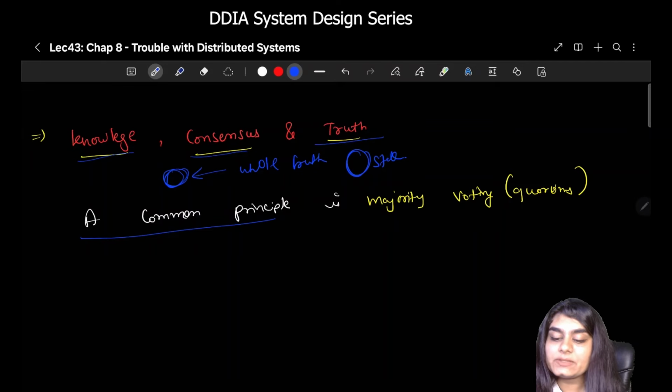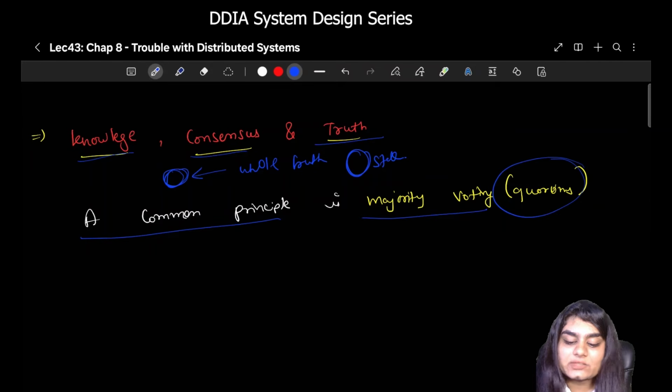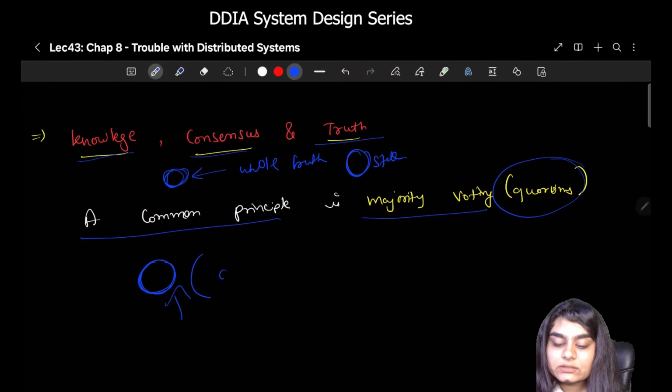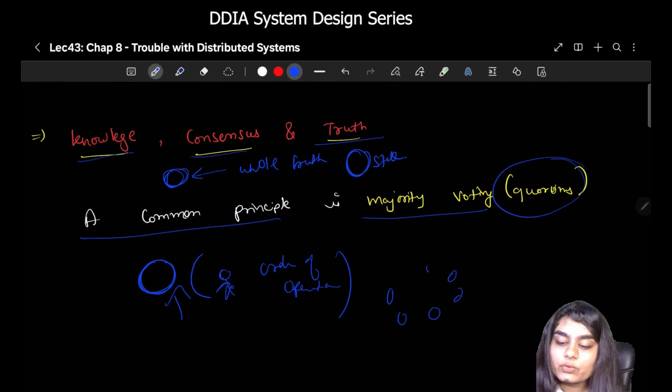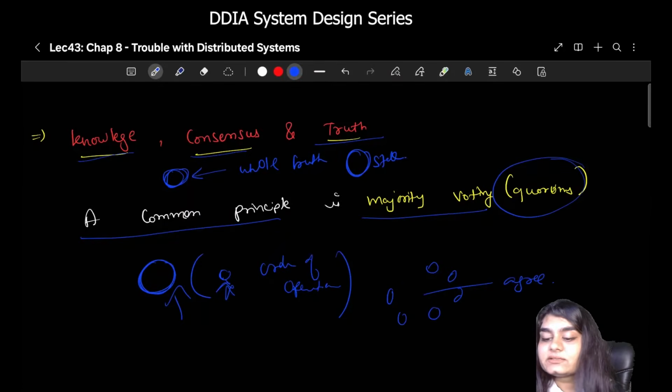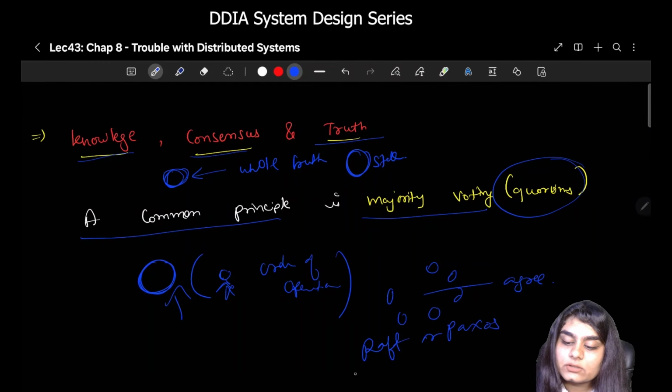A common principle is majority voting, that is, quorums. Rather than trusting only one node to decide things like who is the leader or the order of operations, the system requires the majority of the nodes to agree. In practice, this is what consensus algorithms, like Raft or Paxos, do.